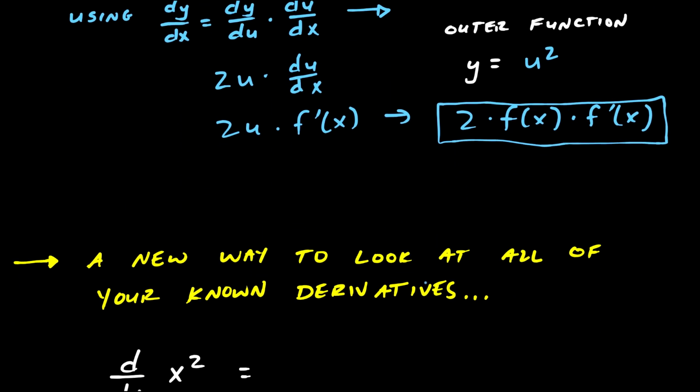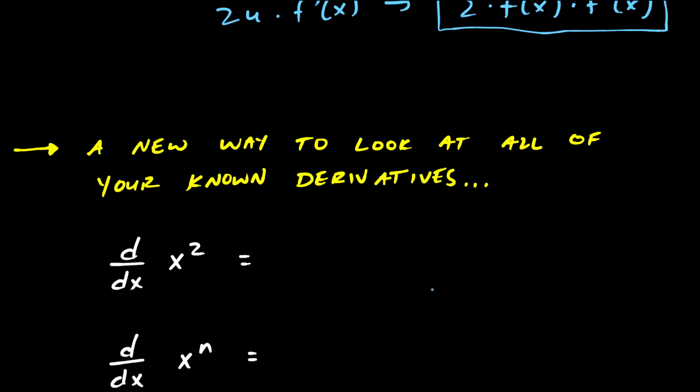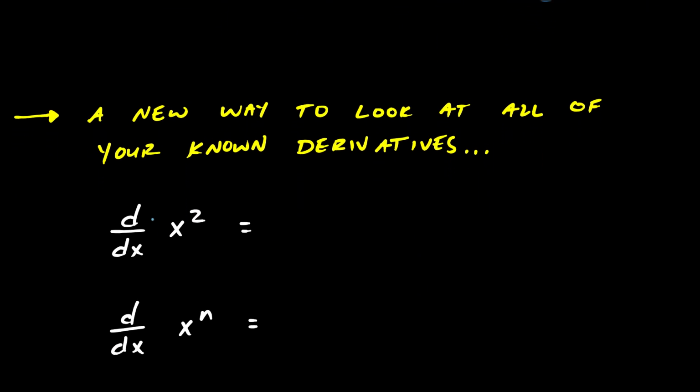So from here on in, I think there's a better way to look at all of your known derivatives. If you're going to take d dx of x squared, I mean, you know that's 2x. So let's go ahead and get rid of the x and write that as u. So the derivative of u squared is 2u, but u is a function of x, so we're going to multiply by du dx.